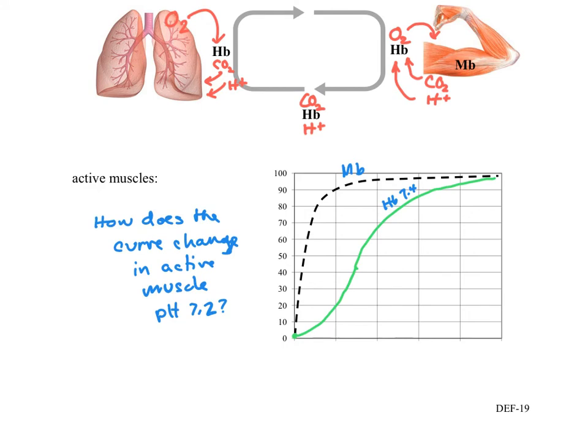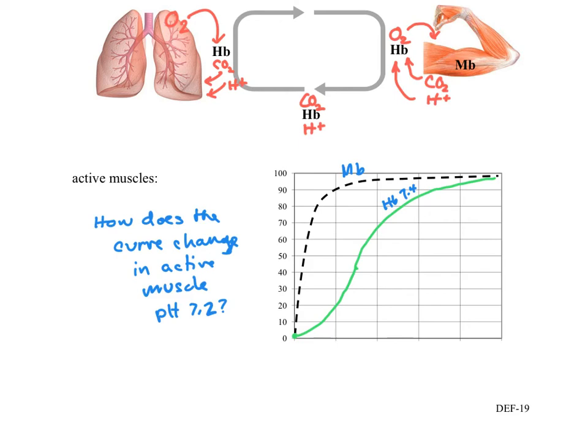Let me give you this hint. The cooperativity effect of hemoglobin is the same, but the protons are going to push it to the tense state, and that's going to change your curve. Let's see if you come up with a curve that makes sense. Pause and let's see how it goes.